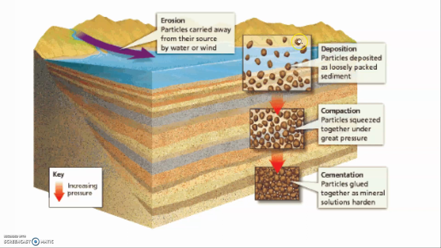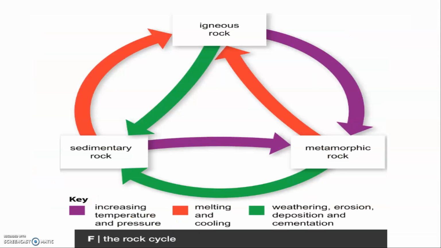They get collected. Compaction. So now they're getting pressed together tightly. The more and more rocks come, the pressure increases. Then cementation happens there. They get glued together. And the pressure increases because more and more rocks are coming. I hope you understood. Now this is the rock cycle.